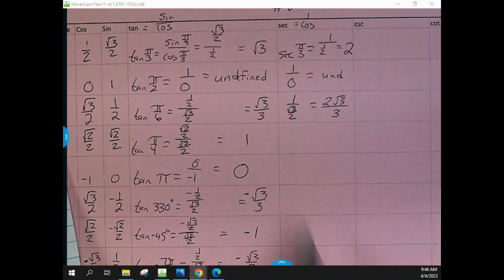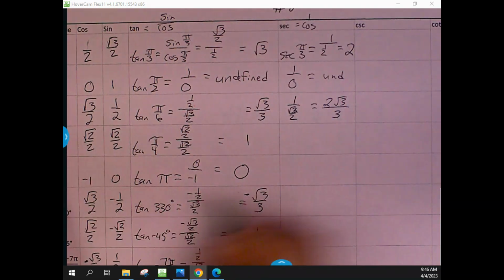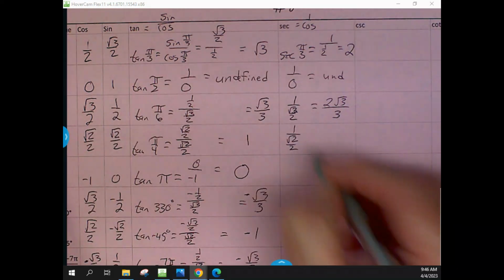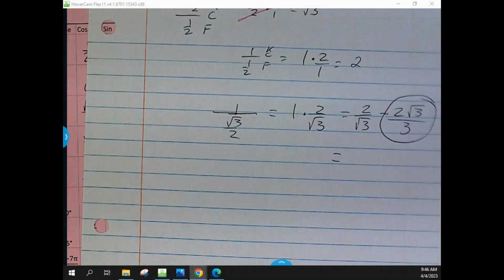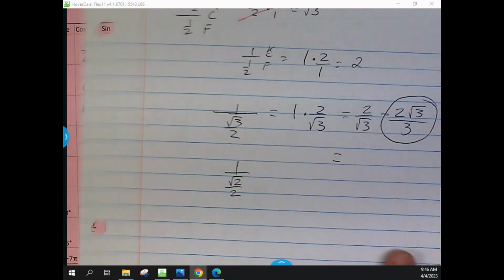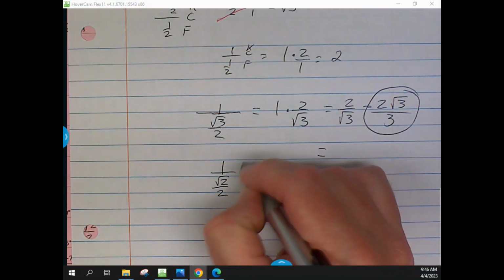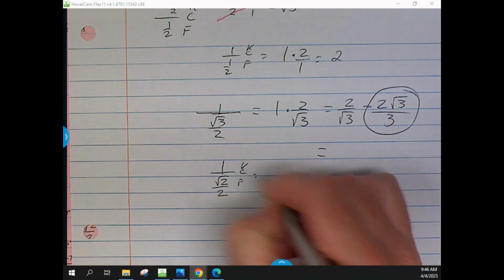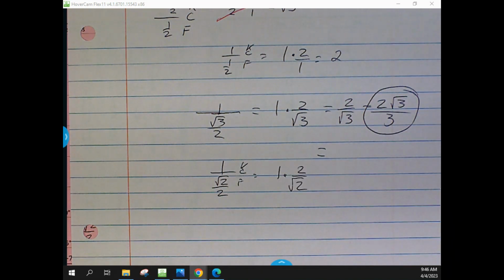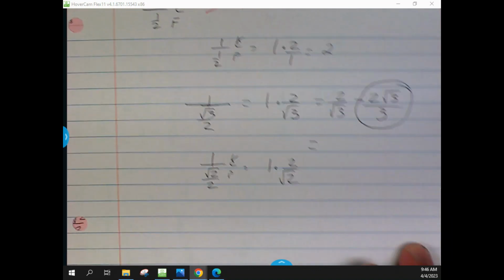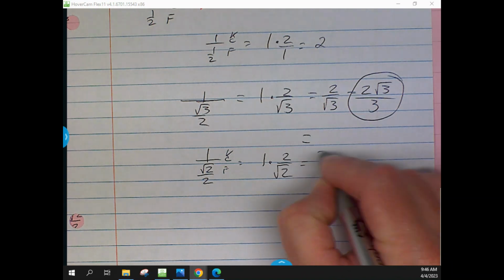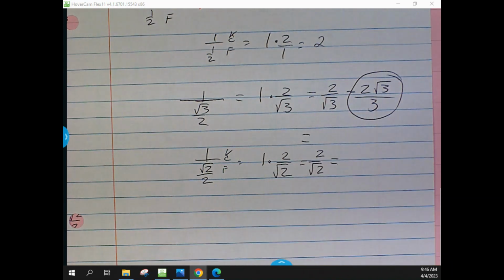Okay. If we do secant of pi over 4, that's 1 over cosine, which is still square root of 2 over 2. Okay. Again, if we go back over here just so we can check it real quick, that's 1 over square root of 2 over 2. Again, keep it, change it, flip it. That is 1 times 2 over the square root of 2. And again, we got 1 times it, so that doesn't do anything. That's just 2 over square root of 2. And then let's rationalize it.